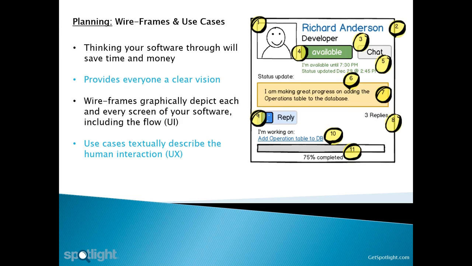Let's talk about planning. This is the second phase of hiring and managing a distributed team. So, would you build a house without a blueprint? I would hope not. Would you drive in a new city without a GPS? Again, I would hope not, unless you want to get lost. Then why in the world would you build software without a clear plan?